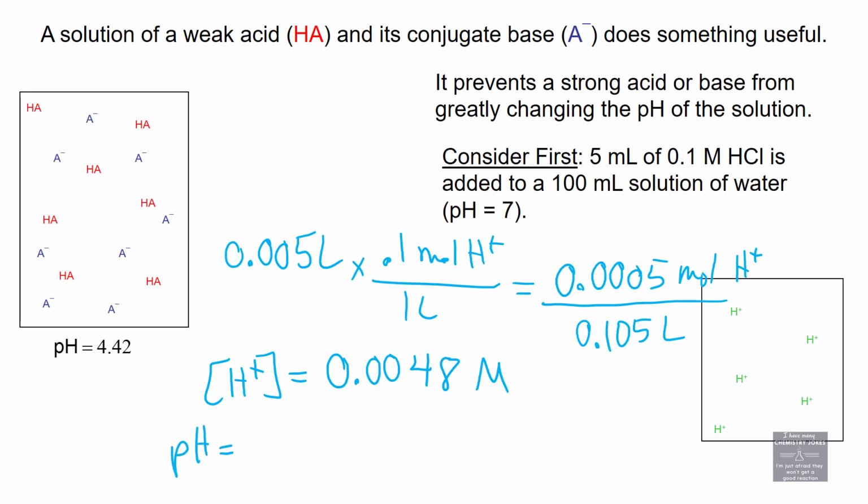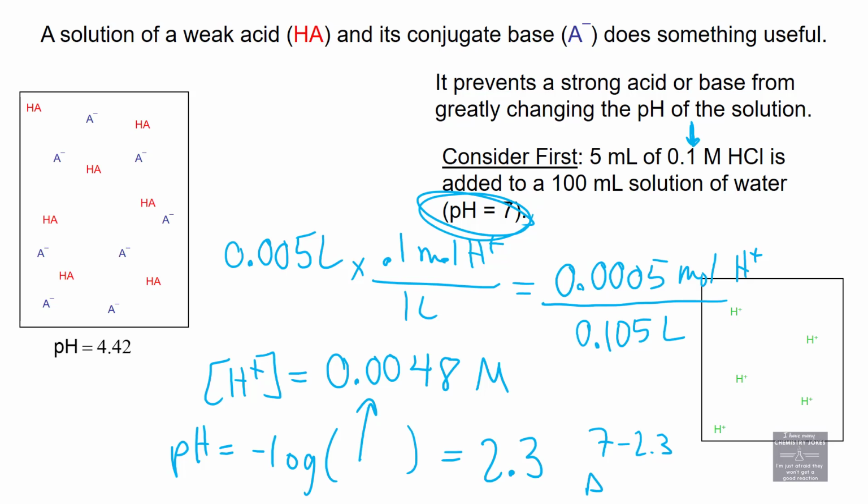To find the pH of that, pH is the negative log of that concentration, and that is 2.3. So if we had water with a pH of 7, because it was neutral, and we added 5 measly milliliters of HCl, which isn't terribly concentrated, our solution went to a pH of 2.3. That means from 7 to 2.3, it had a change in pH of 4.7. That's pretty dramatic. pH is already on a logarithmic scale. That's a dramatic change from 5 milliliters of strong acid added to water.